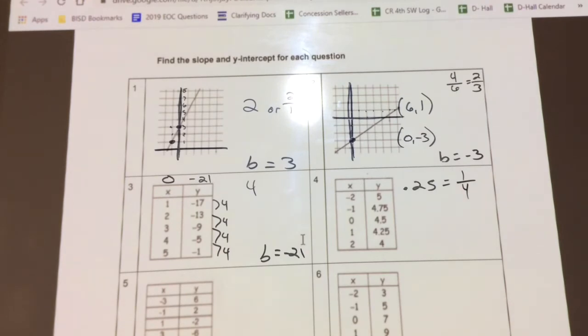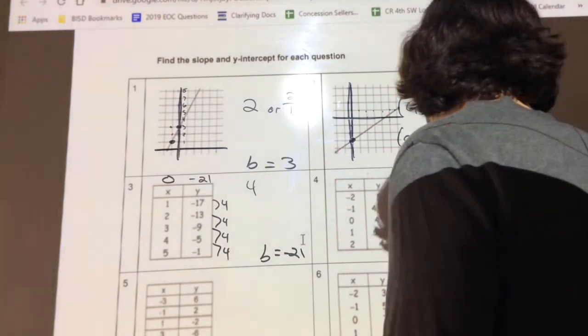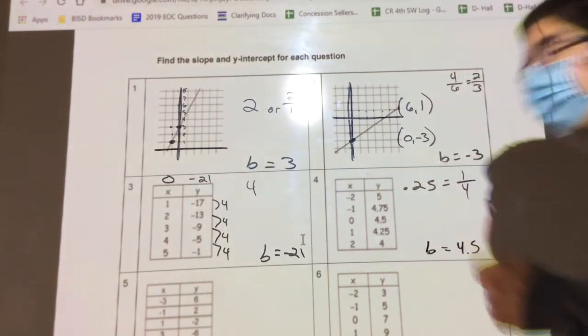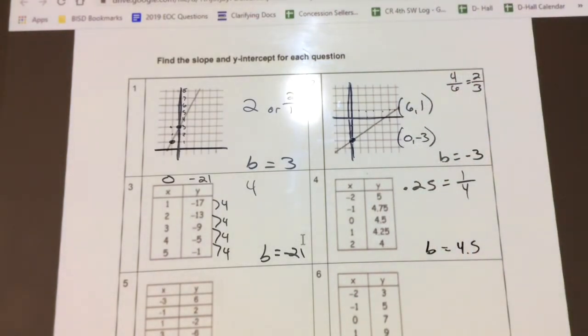Okay, and then last but not least, this one's the easiest y-intercept out of all of them. What is the y-intercept of this one? Addison? 4.5. 4.5, because we know that anytime x is 0, then our y-intercept is what follows for the y value. Does that make sense? Okay? Yeah, Reed, what's up, man? Wouldn't it be negative 0.25?